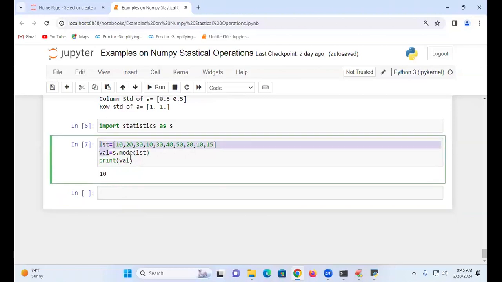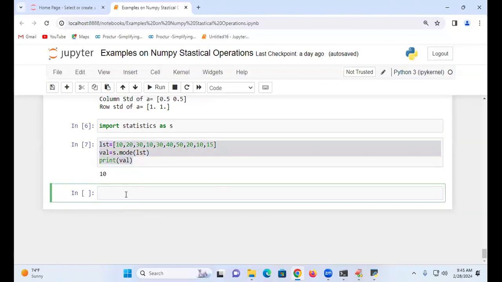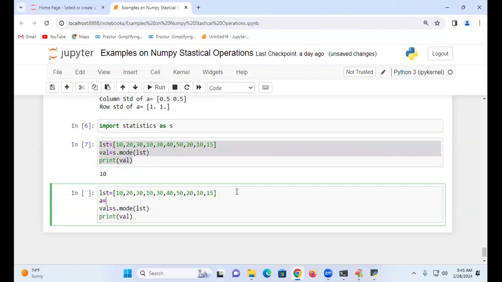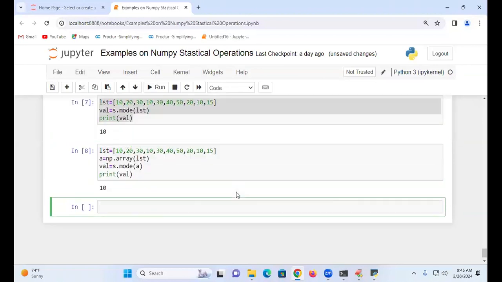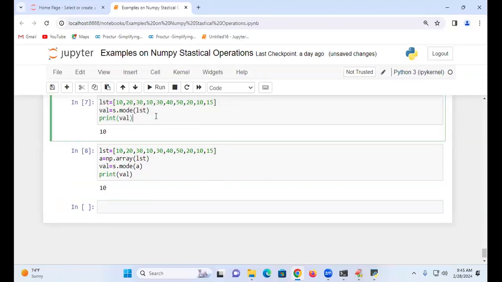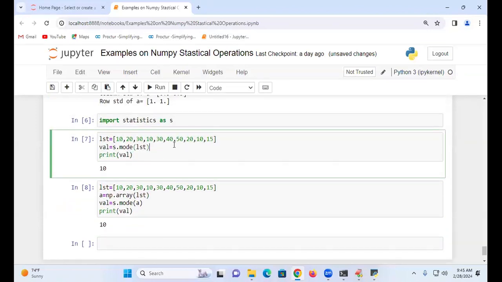Now I am going to apply the same thing. I will take it here. Look at that. I'll convert it into A is equal to np.array of LST. There I am applying it to A, and I'm getting the value 10. Here 10 is called the mode. Are you following? So mode gives you the most frequently occurring element.